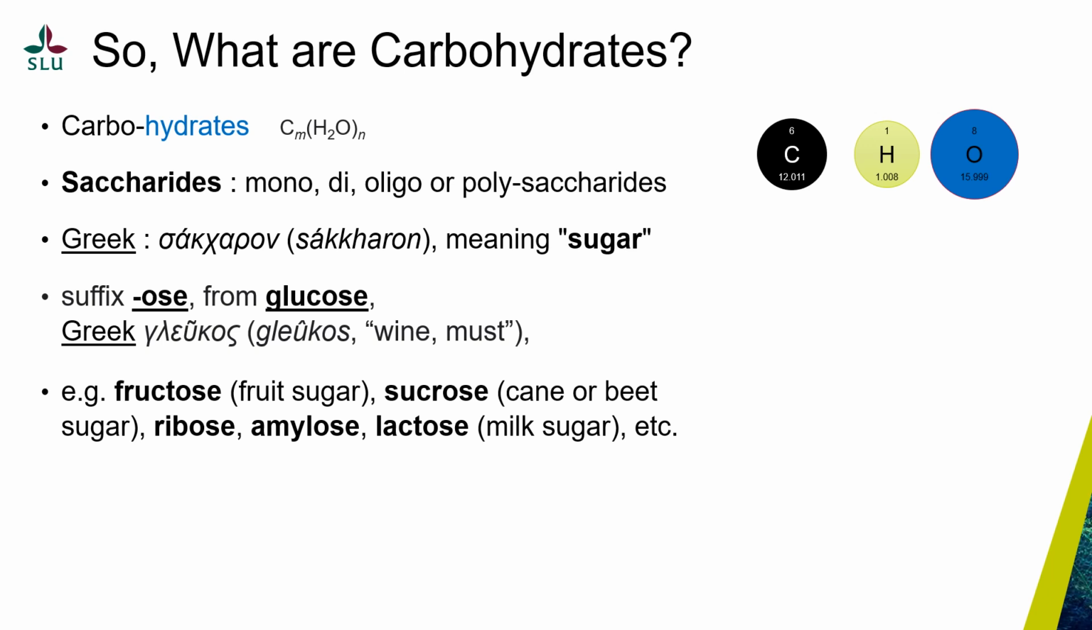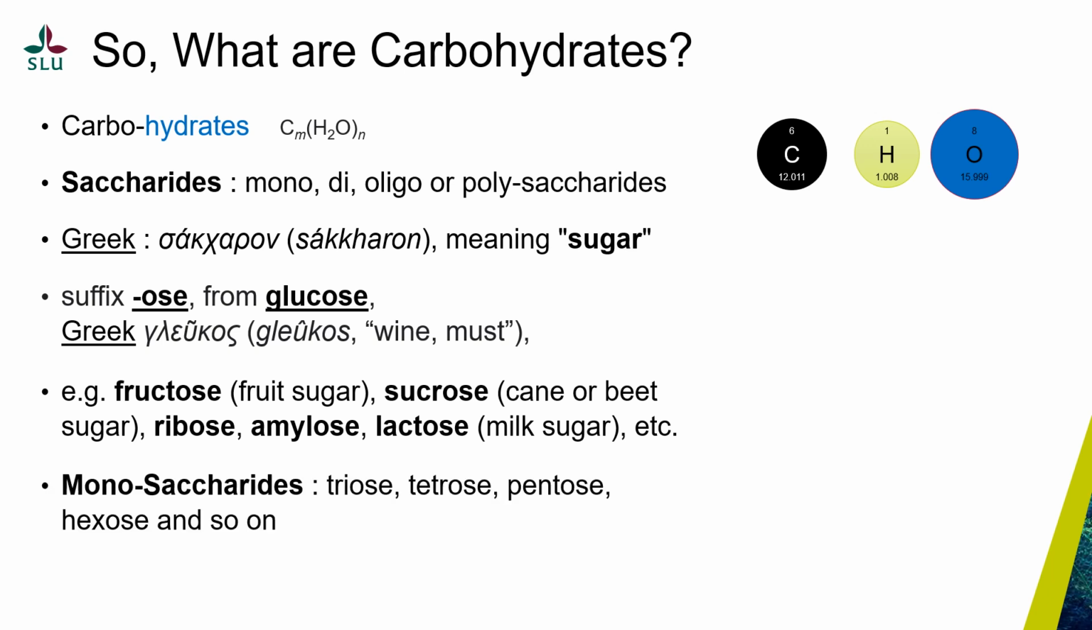So we have different kinds of carbohydrates or saccharides in plants. For example, fructose, which is predominantly in fruits. Sucrose, which you can find in sugarcane or beet. There is ribose, amylose, lactose. They are all examples of carbohydrates and predominantly saccharides. So we can see monosaccharides could be triose, tetrose, or pentose, or hexose, and so on. And what it means is how many carbon molecules are there in the molecule. So if it is 3, if it is 4, if it is 5, or if it is 6, and so on.